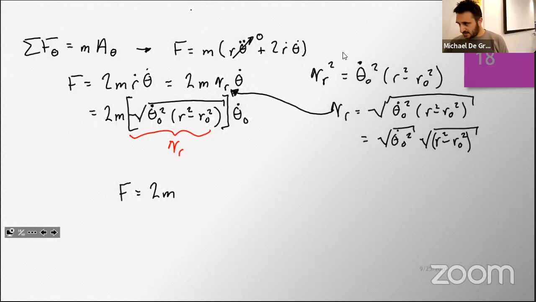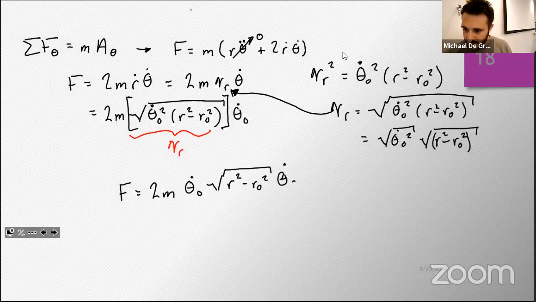The answer is yes. I can break that down like that. Which gives us what? Well, that's going to give us theta dot naught times the square root of r squared minus r naught squared times theta dot naught. So the force is equal to 2m theta dot naught squared, square root of r squared minus r naught squared.